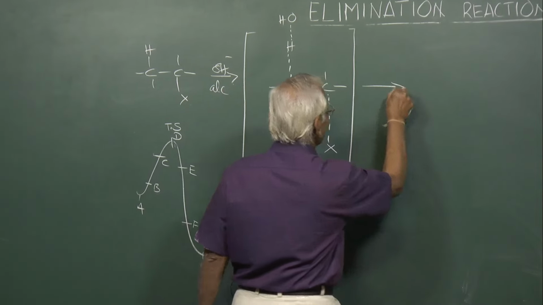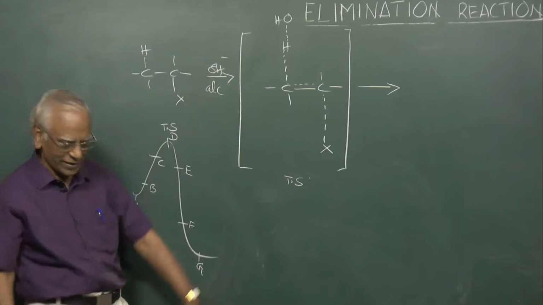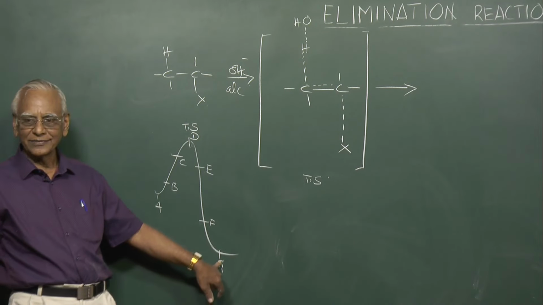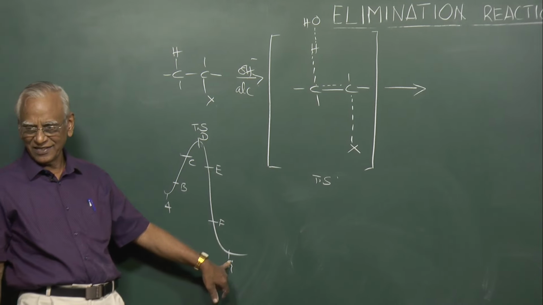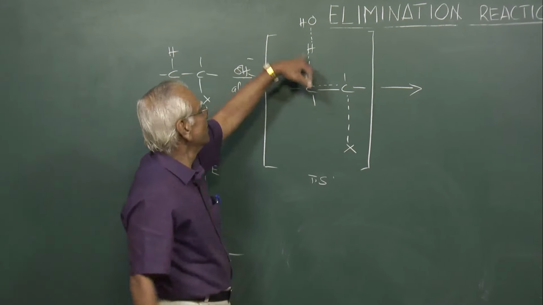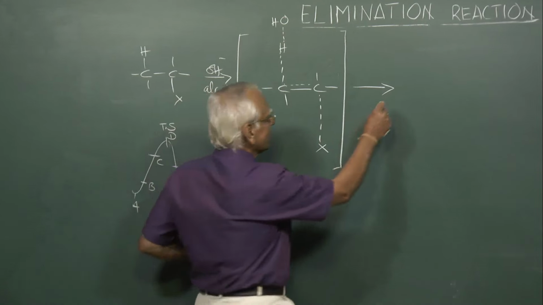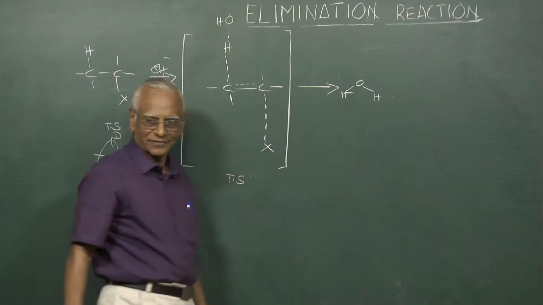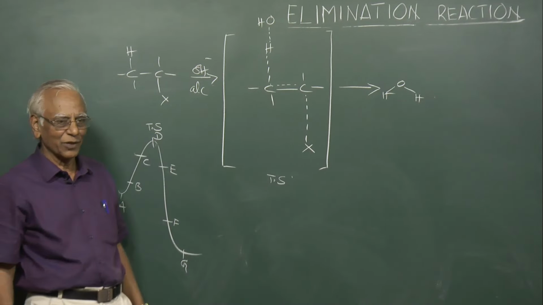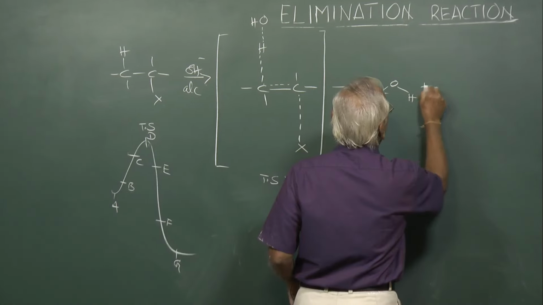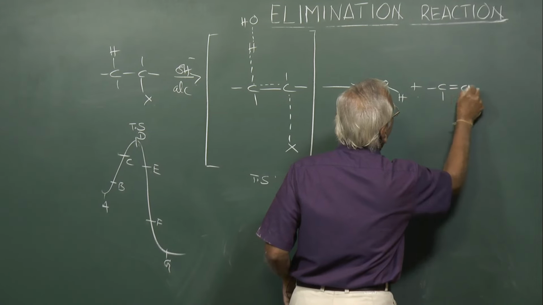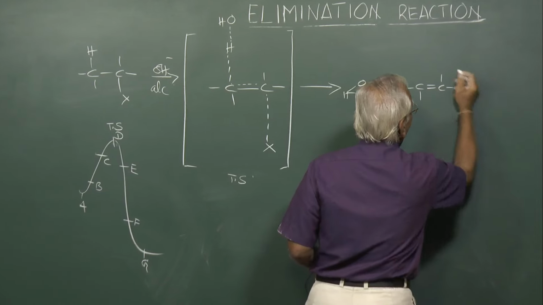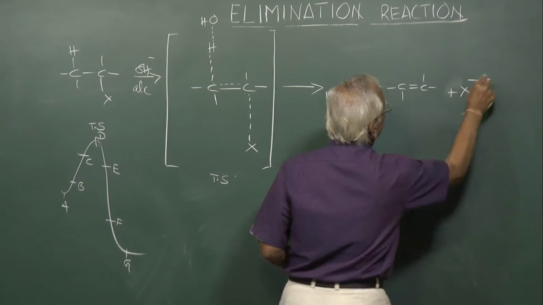And this is converted to the final product. Let's say the whole process is over. Where are we now? We have reached the terminus, G. And what should be there? Water, H2O, a non-linear molecule. And what should happen to the alkane here? We have got a double bond. And what happens here? Plus X minus.